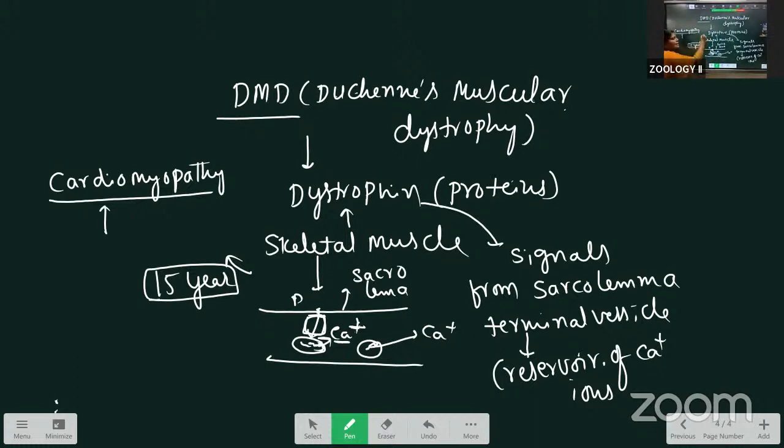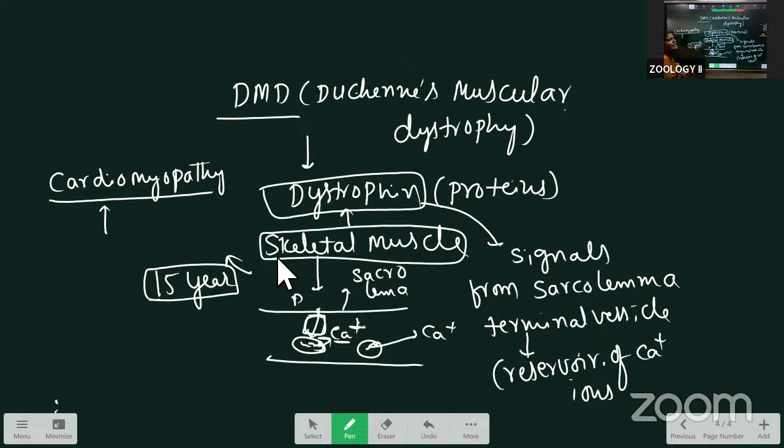In this, the affected persons are not able to produce dystrophin inside the skeletal muscle. What is the function of dystrophin? It sends signals to the sarcolemma, to the terminal vesicles. That time the terminal vesicles release calcium ions. The defect is in the dystrophin, so the terminal vesicles are not properly releasing calcium ions.